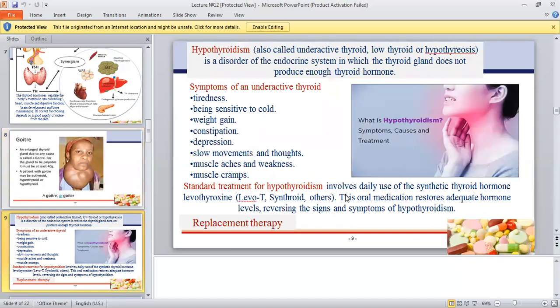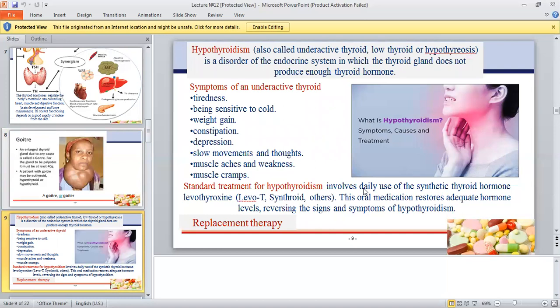Furthermore, hypothyroidism, also called underactive thyroid or low thyroid, is a disorder of the endocrine system in which the thyroid gland does not produce enough thyroid hormone. The symptoms of an underactive thyroid include tiredness, being sensitive to cold, weight gain, constipation, depression, slow movement and thoughts, muscle aches and weakness, and muscle cramps.